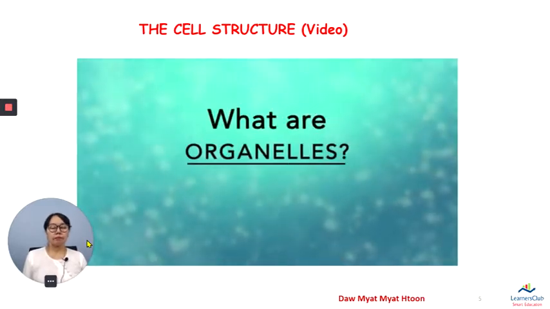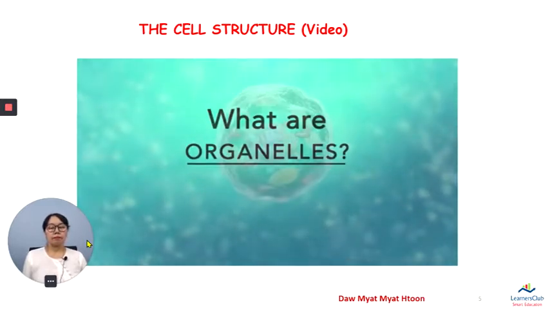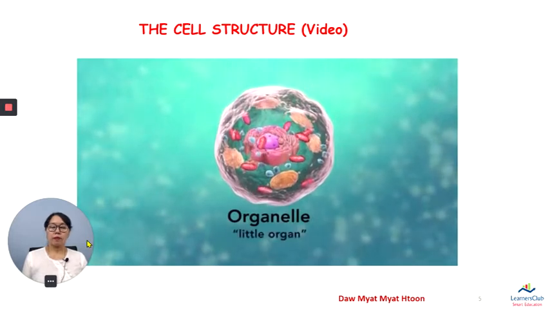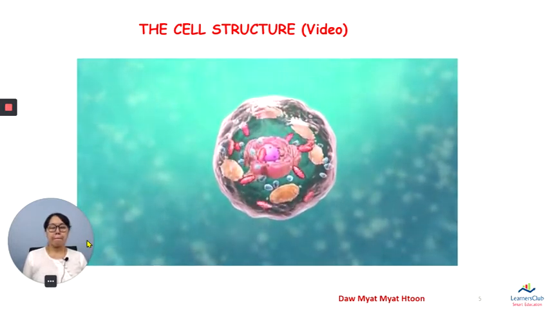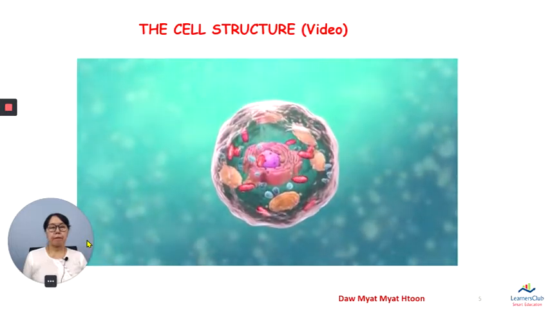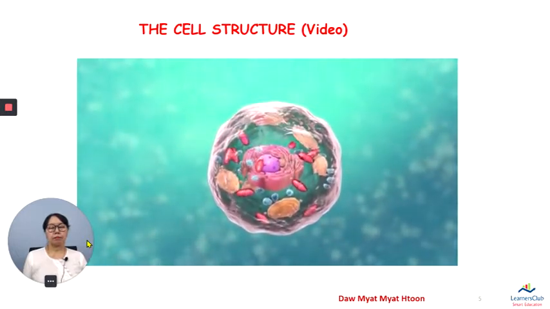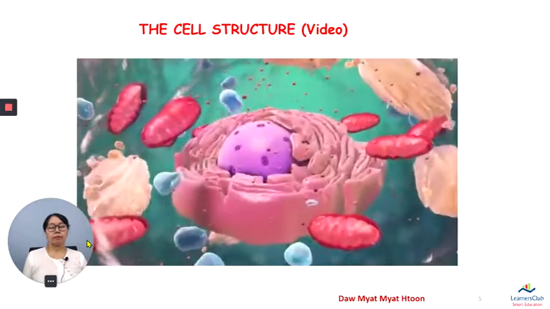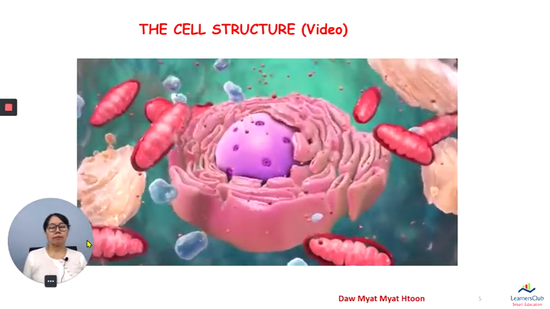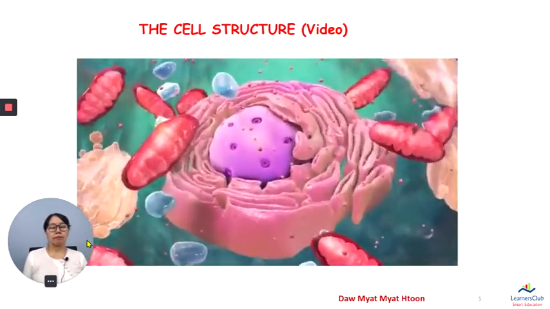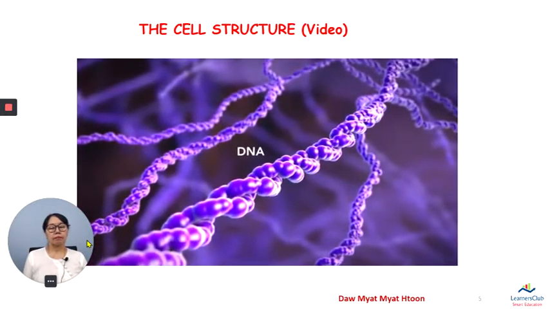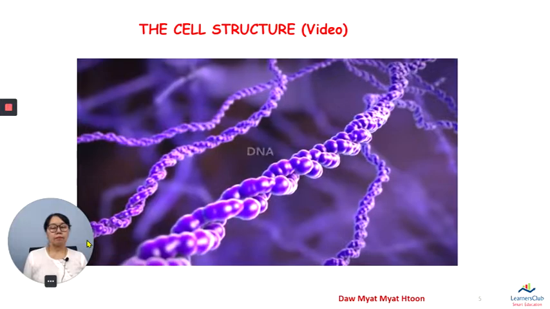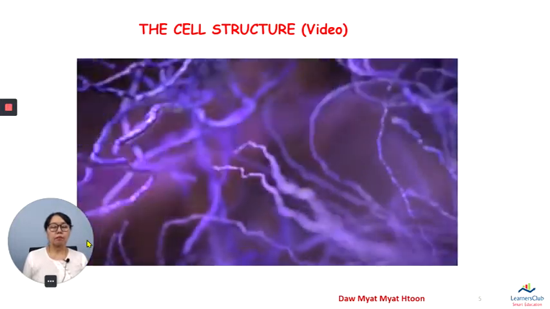So, what are organelles? Organelle means little organ. Organelles are the specialized parts of the cell that have unique jobs to perform. Let's start with the nucleus, the control center of the cell. The nucleus contains DNA, or genetic material. DNA dictates what the cell is going to do and how it's going to do it.